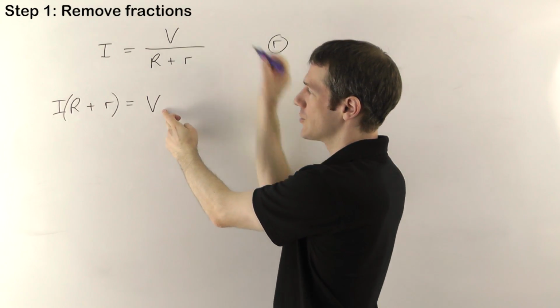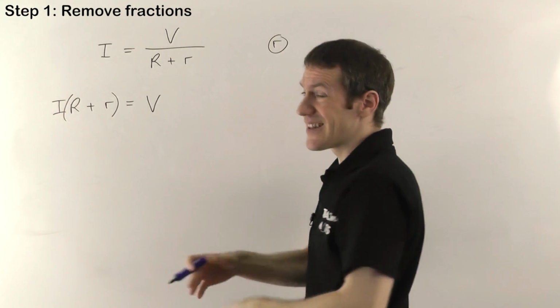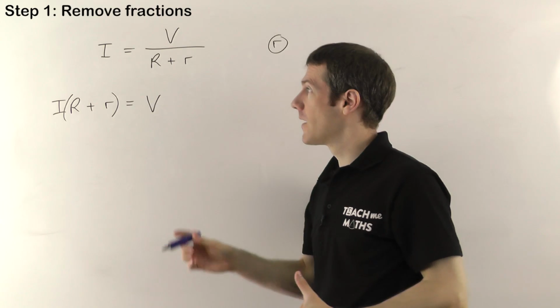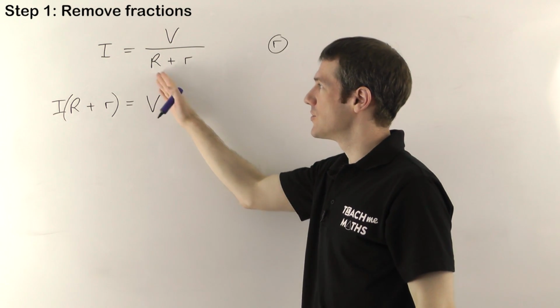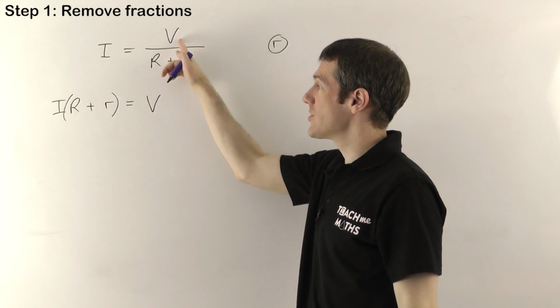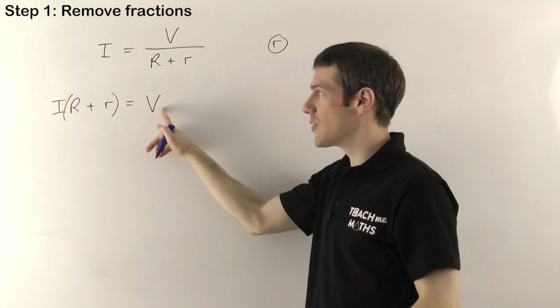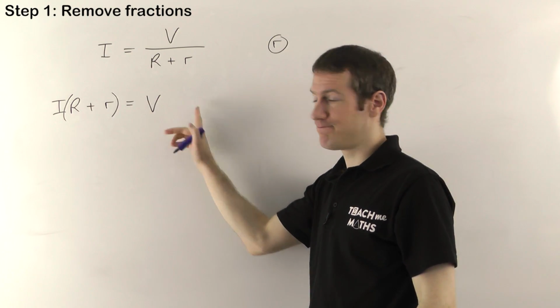I'll be left with the thing on the top, the v. That always happens when we remove fractions though. So it's very easy on the fraction side because you're just going to be multiplying by the bottom, so whatever's on the top, that's what you're left with. Don't be sticking any extra r plus r's here.